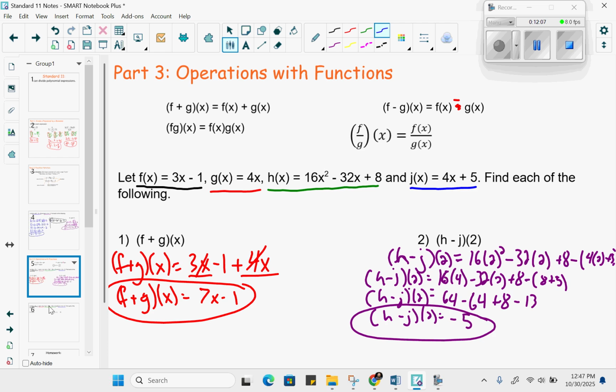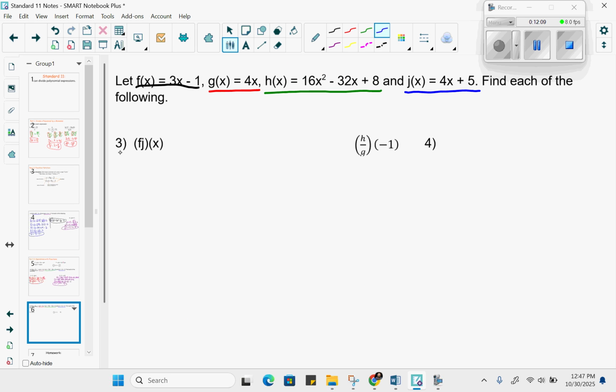So let's go back. Let's use red this time. f times j of x. So f is 3x minus 1, so I put it in parentheses, 3x minus 1. j is 4x plus 5, 4x plus 5. All right, I'm going to multiply them. But look, 2 terms times 2 terms. We're going to FOIL. First, outer, inner, last.